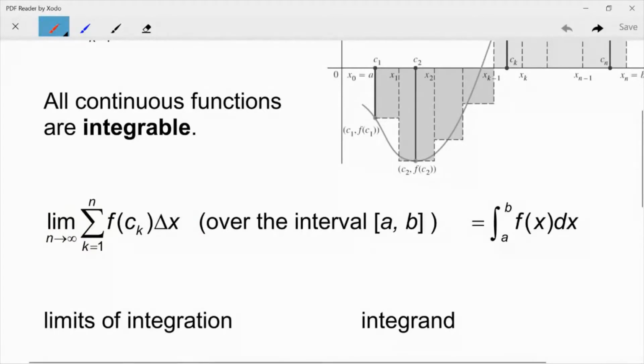And if we're doing this on the interval from a to b, this is the integral notation that is essentially shorthand notation for that summation we were writing before. So this is telling me the integral from a to b of f of x dx, and that is basically a bunch of rectangles being added together, but we're making the width of the rectangles get infinitely small.